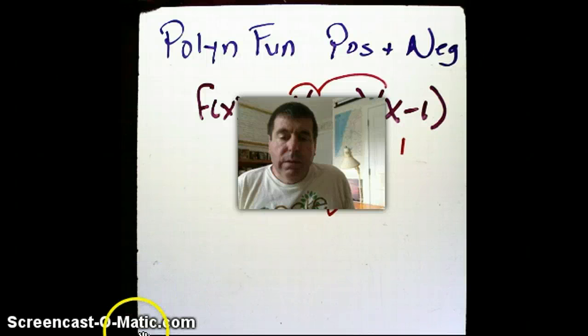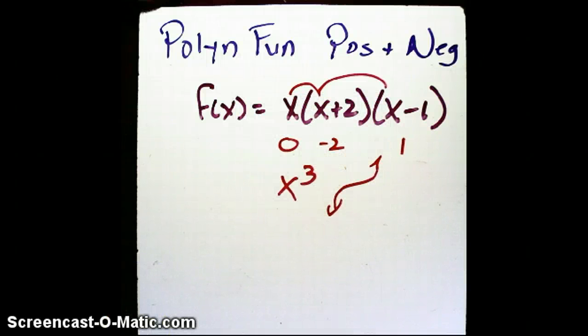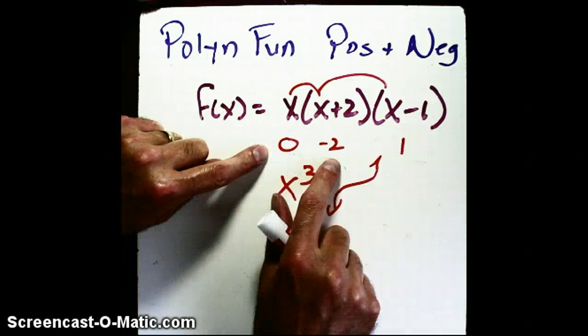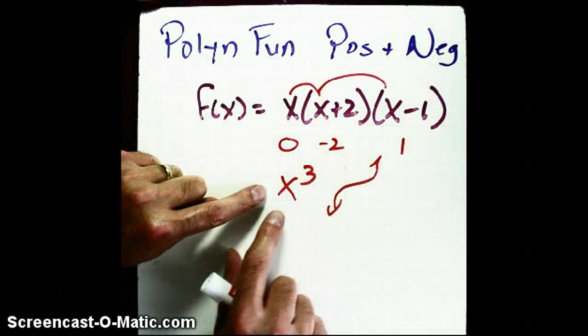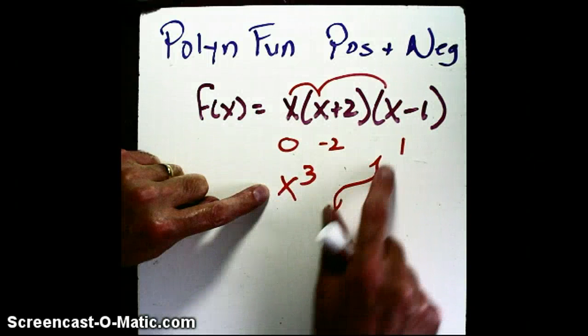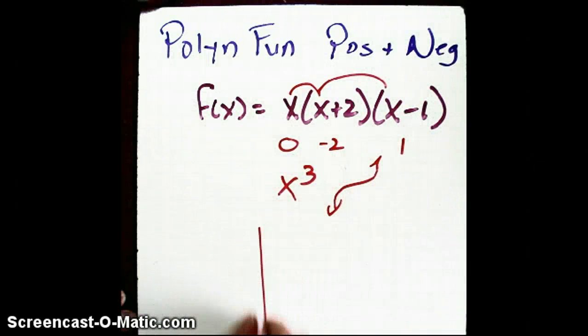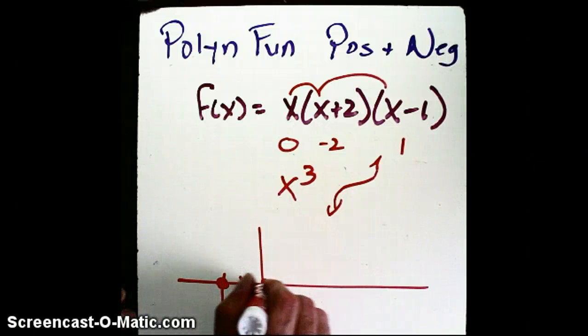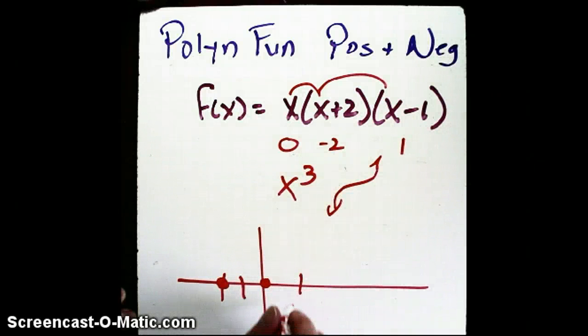All right, let me turn my camera off. All right, on the polynomial functions, I didn't get a chance to finish this, so I'm going to do this real quick. We know that the zeros are 0, negative 2, and 1. The leading term is x cubed, so the shape goes this way. So if we were going to graph this, we have a 0 at negative 2, we have a 0 at 0, and we have a 0 at 1.